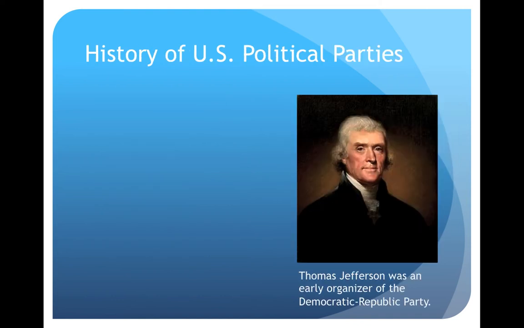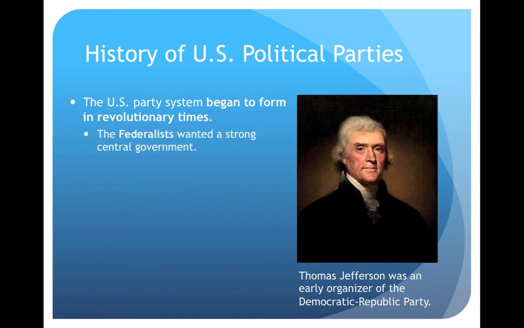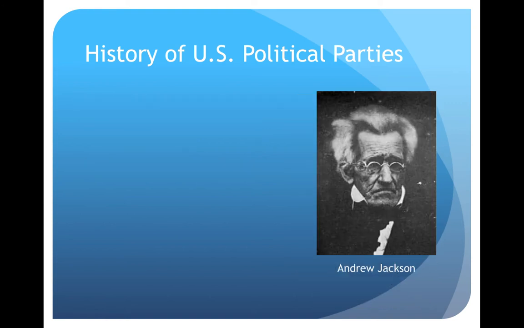A brief history of U.S. political parties. The U.S. party system began to form in revolutionary times. Federalists wanted a strong central government. Democratic Republicans wanted the states to have more power. If you look to the right, there's a picture of Thomas Jefferson, who was an early founder of the Democratic Republican Party, who eventually evolved into the Democrats, by the way.